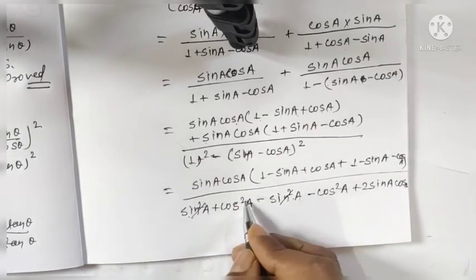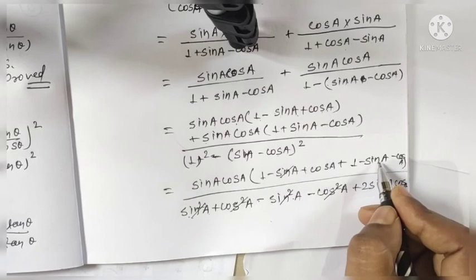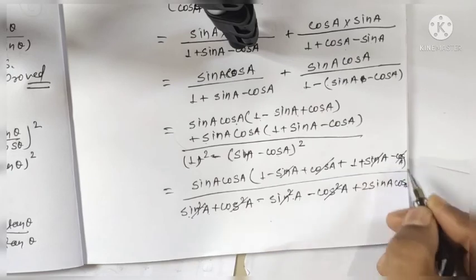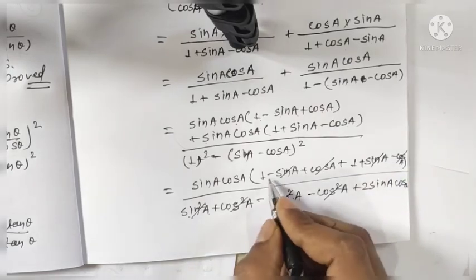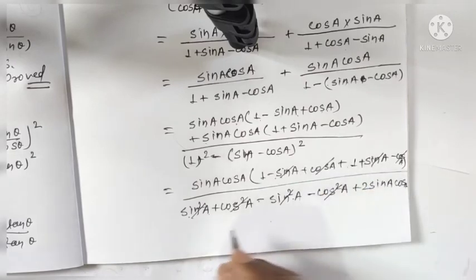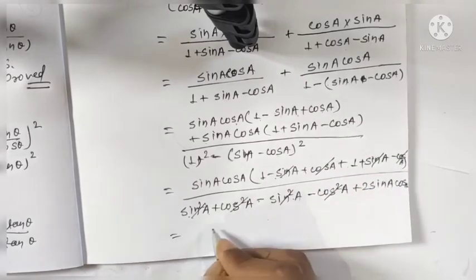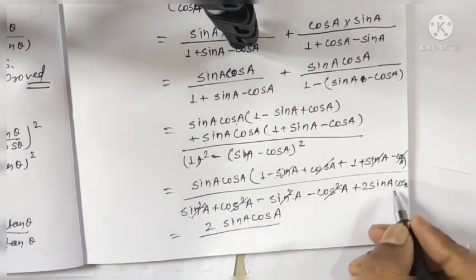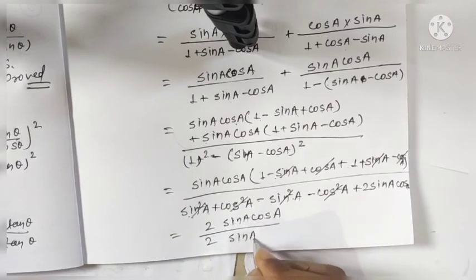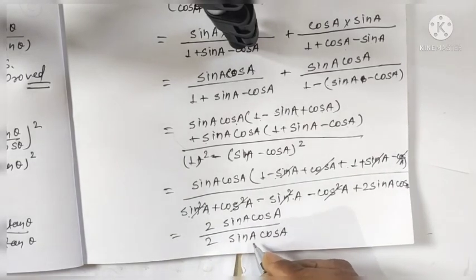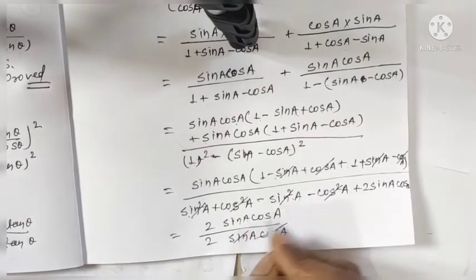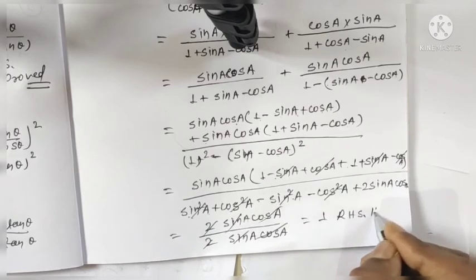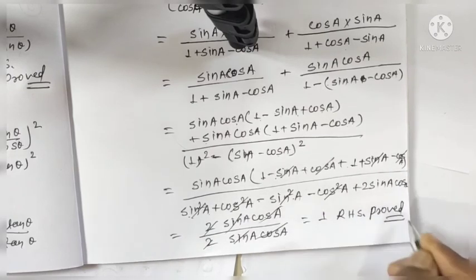Sin square A cancels, cos square A cancels, minus sin A plus sin A cancels, and plus cos A minus cos A cancels. So here 1 plus 1 becomes 2, hence it will be 2 sin A cos A by, here only 2 sin A cos A is left, so 2 sin A cos A. Now they cancel each other, so it will be 1, which is our RHS, hence proved. Okay.